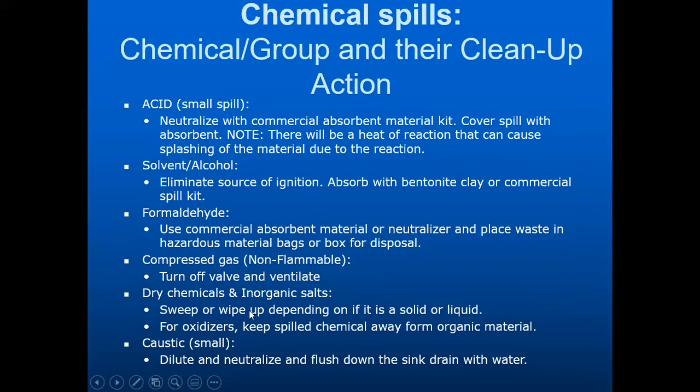These are some of the requirements for chemical spill management. For a small spill of acid, neutralize with a commercial absorbent material kit, covering the spill with absorbent. Note that there will be a heat reaction that can cause splashing of material. For spillage of solvent or alcohol, eliminate sources of ignition and absorb with bentonite clay or a commercial spill kit. For a spill of formaldehyde, use commercial absorbent material or neutralizer and place waste in hazardous material bags or a box for disposal.